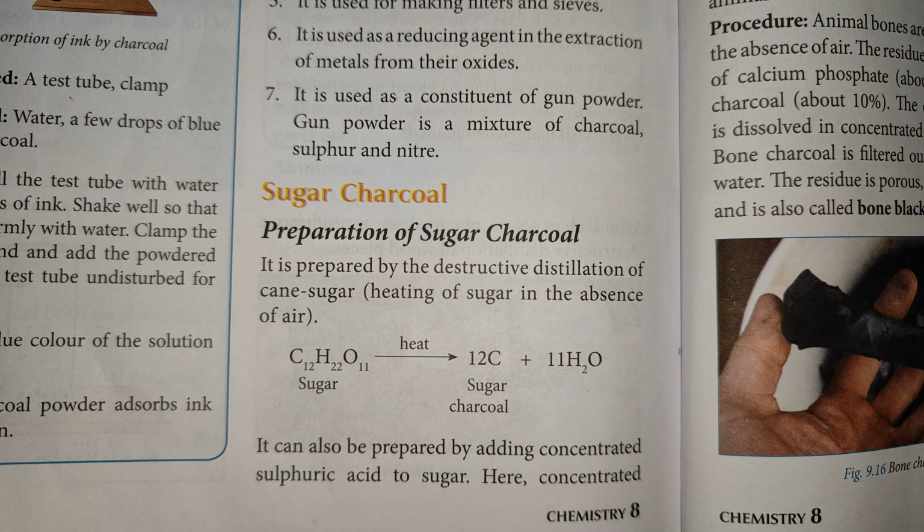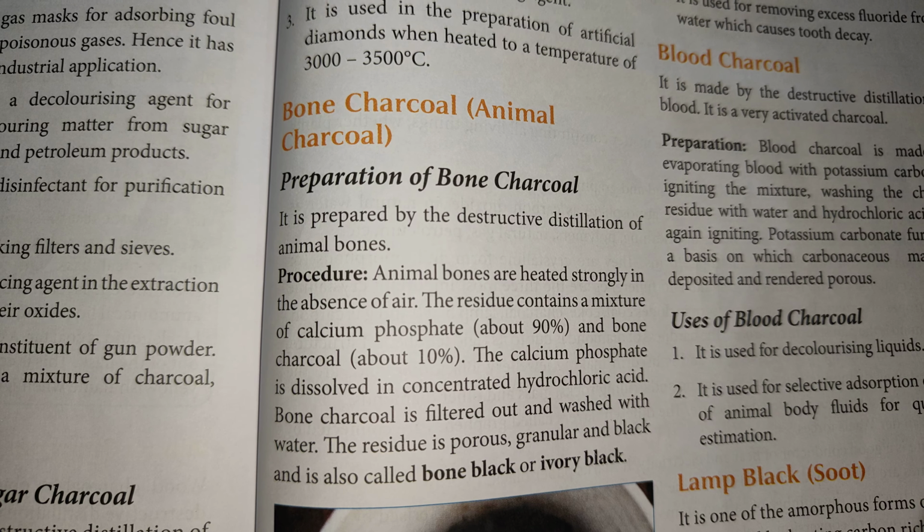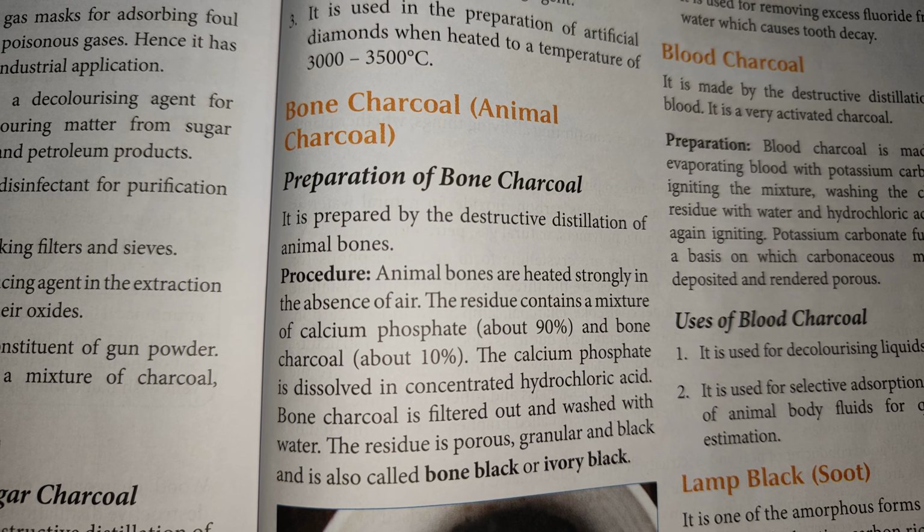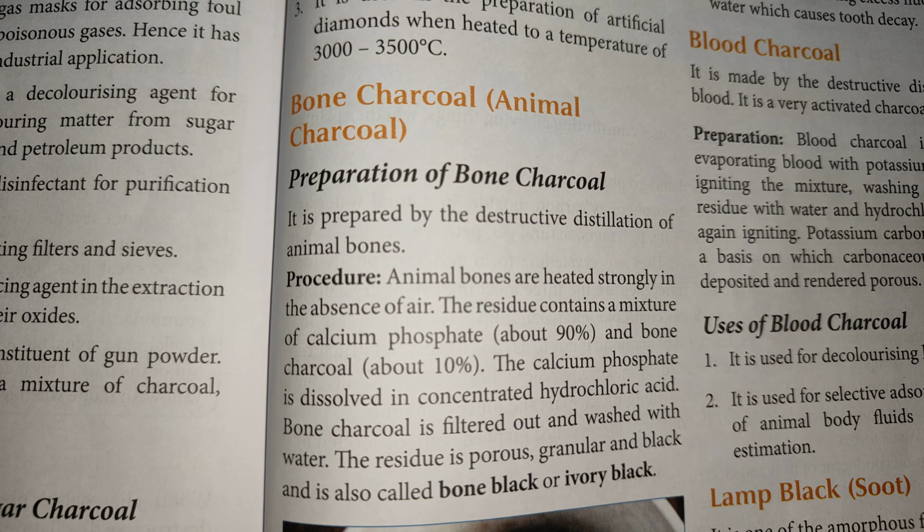Now this residue which we get is porous, granular, and black in color, and this is also known as bone black or ivory black. This is very important to remember. And where is this used? This bone charcoal is used to decolorize the cane sugar during the manufacturing of sugar. So to make it more useful, to decolorize it, bone charcoal is used, and it is also used as a black colored pigment in artistic painting.